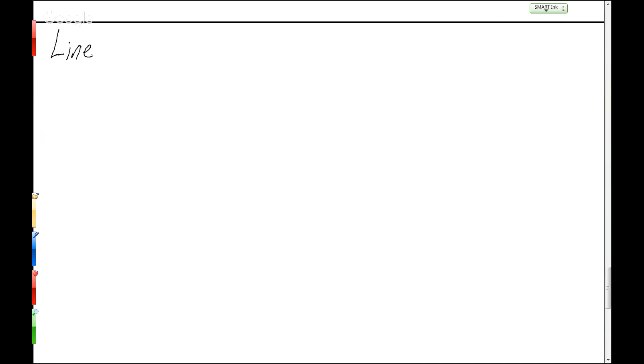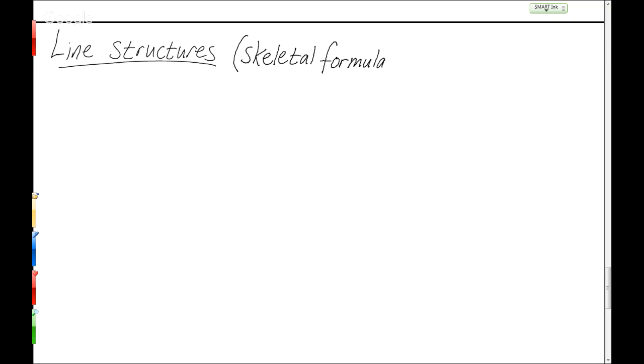I just want to warn you a little bit about the language, not the profanity type language, but I call these things line structures. Most books call them line structures or bond line structures or something like that. Our book uses a different term, which is skeletal formulas. So those are interchangeable. I will talk about them as line structures, but you'll see them in the book as skeletal formulas, and you may see either one on the exams, depending on who's writing the questions.